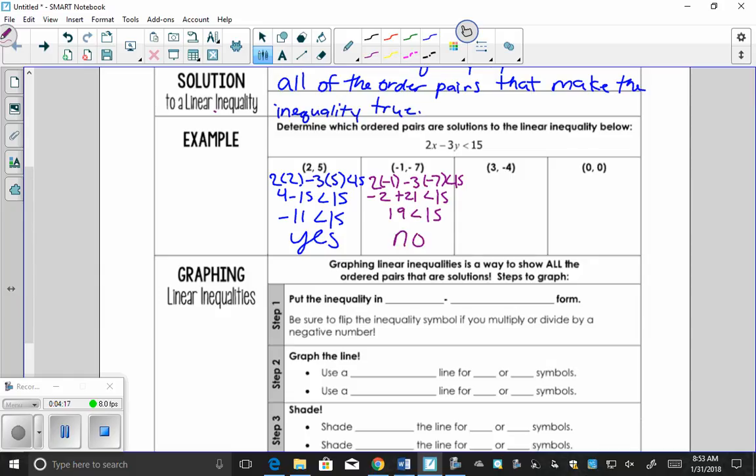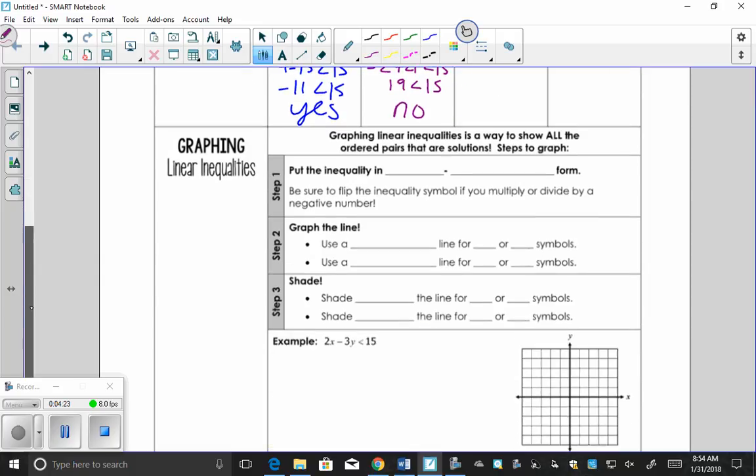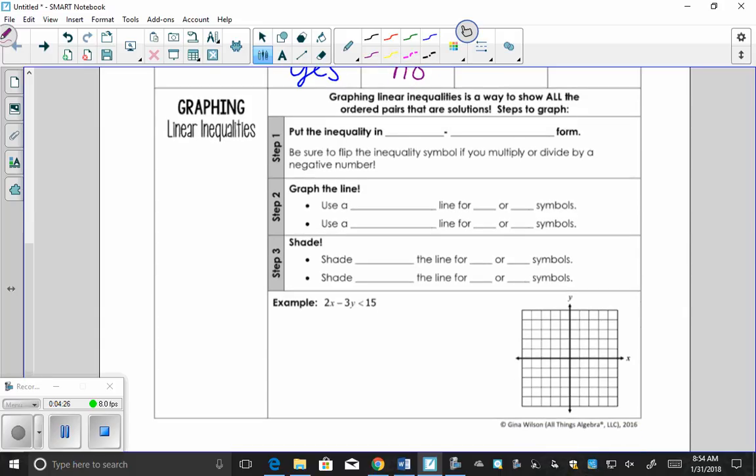Okay, so I'm going to skip the next two and let you do those on their own. So I'm going to go to graphing the linear inequality. Graphing linear inequalities is just another way to show all of the ordered pairs that are the solutions. So here are the steps to graph.